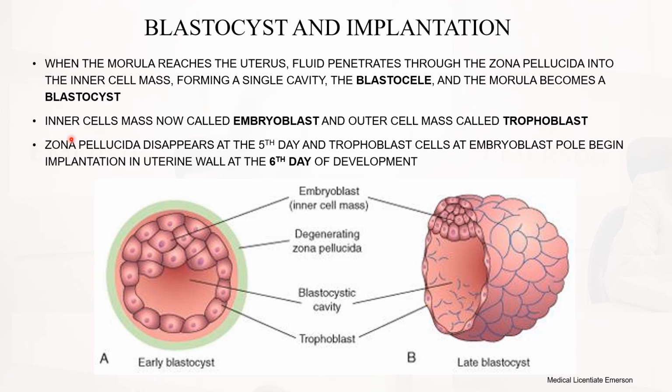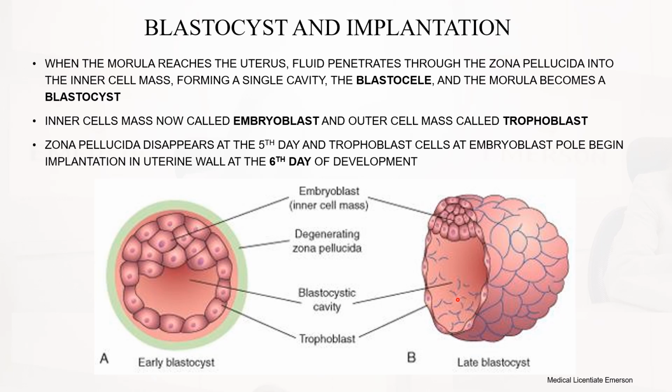Then the zona pellucida disappears at the 5th day, and the trophoblast cells at the embryoblast pole begin implantation in the uterine wall at the 6th day of development. Remember, last time we ended on the inner cell mass forming the embryo part, and the outer cell part forming the trophoblast. So that's what we are saying here. The inner cell mass will be the embryoblast, which is here, and the outer cell mass will be the trophoblast.